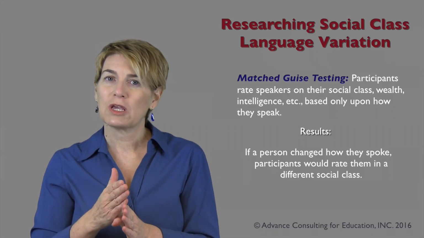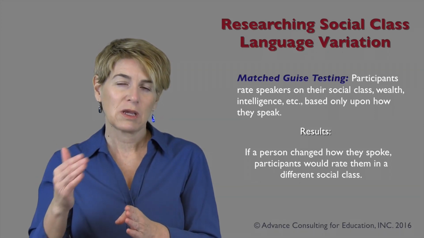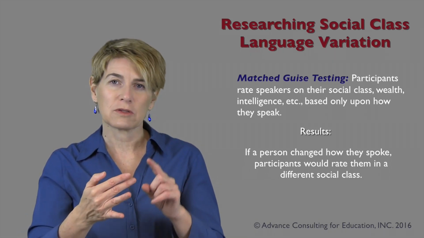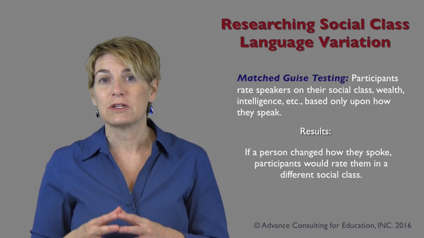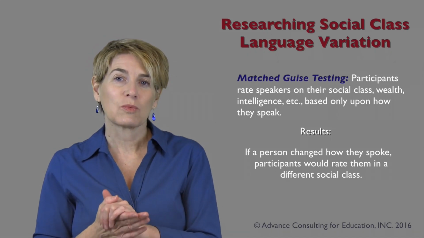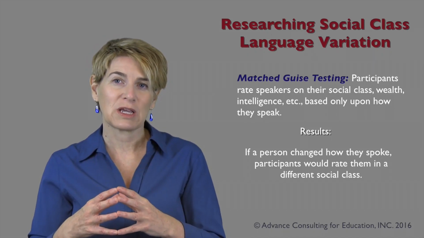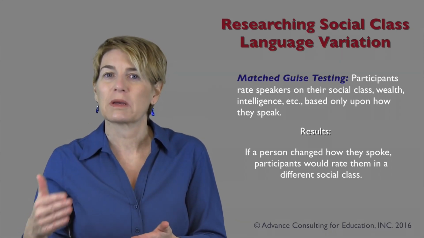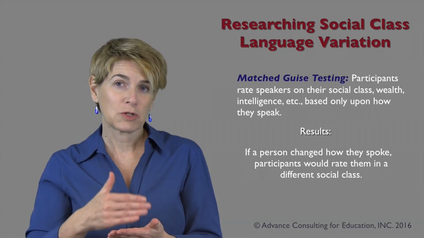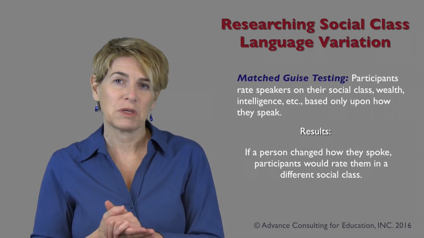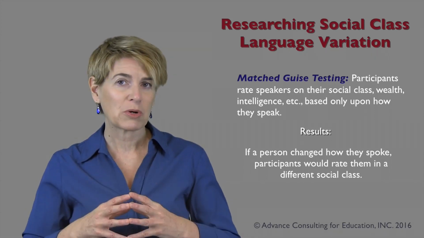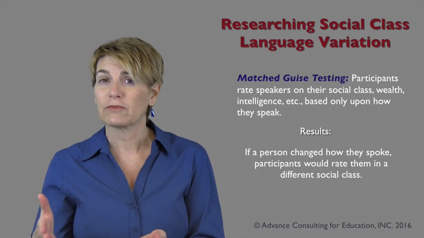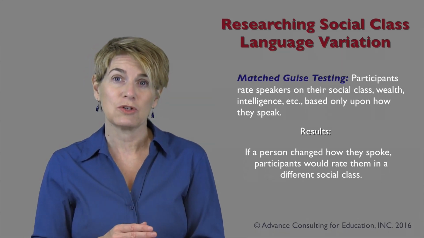And so what they find is that they can take the same person, it's exactly the same individual, but if that individual changes the way he or she speaks, then the participants in the study rate his or her wealth and social class and intelligence very differently. So matched guise testing really helps us to understand that so much of our language use results in different perceptions, and we can make individual choices depending on how we want to be perceived. We can take the same person and have that person speak differently and then be perceived differently based on that language use.